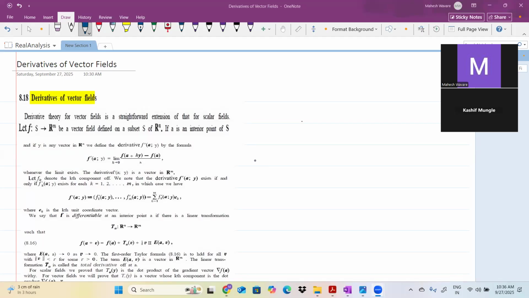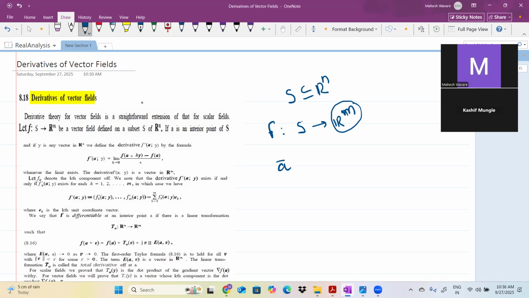Okay, today in this lecture, we will discuss the derivatives of vector fields. Like in the earlier lecture, where we discussed scalar fields, their calculus and differential calculus. Now, if f is a function from S to Rm, and I will take S as a subset of Rn, so this is a vector form. So the image of f becomes a vector, then it is called a vector field.